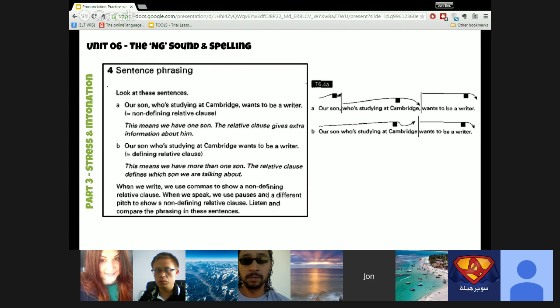Listen to the second one. Our son who's studying at Cambridge, you have to kind of sing it. Our son who's studying at Cambridge wants to be a writer. The last part is exactly the same, but the first part is quite different. In the first part, to express that comma, to show that there's an extra idea, this is extra information about our son, I have to pause and change my intonation.